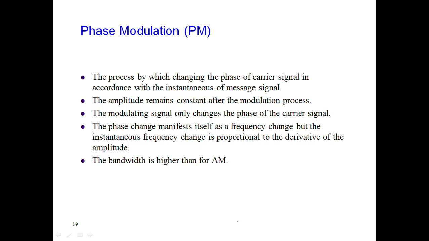So phase modulation is the process of changing the phase of the carrier. The phase of the carrier we will change, so the information is inside the phase. The amplitude of the carrier is constant. The modulating signal only changes the phase of the carrier. The phase manifests itself as a frequency change, but the instantaneous frequency change is proportional to the derivative of the amplitude. I'll show you what that means after this. The bandwidth is higher than 5M. This bandwidth part we will go through in the next class.